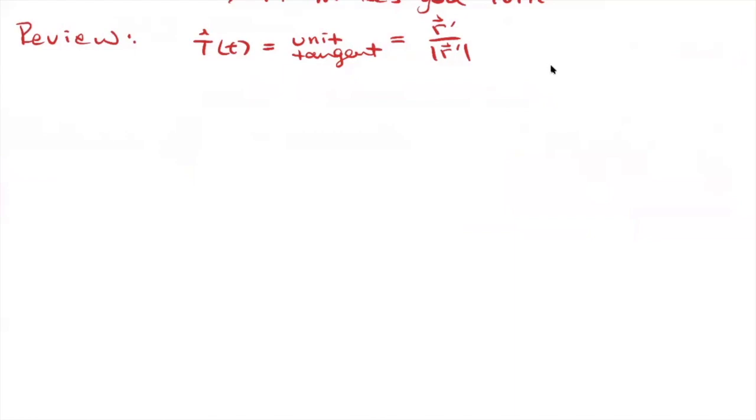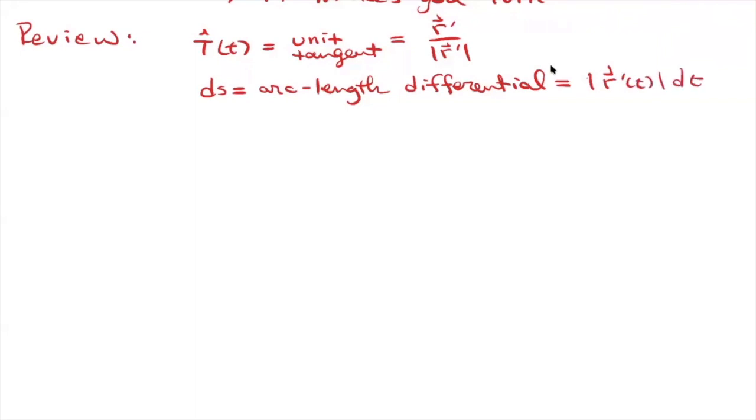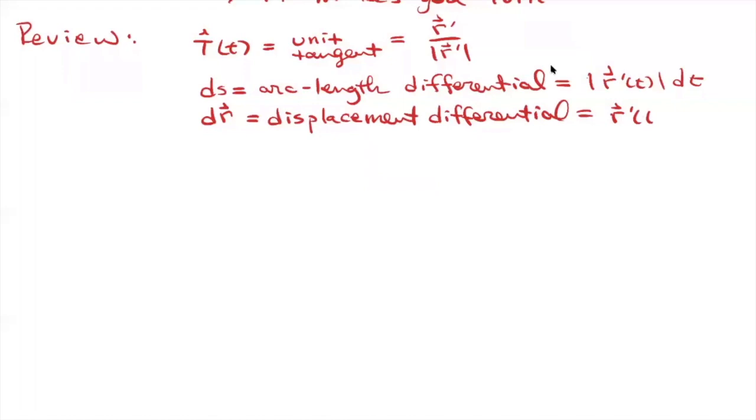Then we had, so let's go ahead and do the differentials. So ds is the arc length differential. So this is just speed times time, and speed is the magnitude of velocity. So that's the arc length differential, and of course ds is the magnitude of dr, which is the displacement differential. So this is just the magnitude of r prime dt.